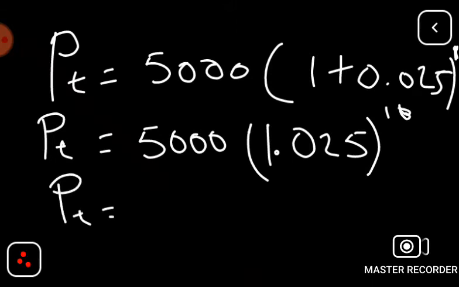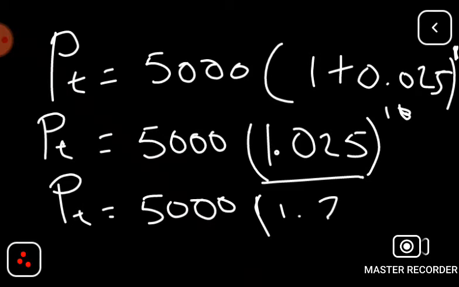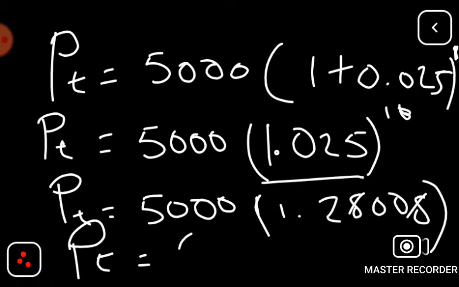Then PT, now this 5,000 keeps on coming. This value there to the power 10, what do you get? You find out that you are going to have something like 1.28008. I'll leave it to 5 decimal places, but you can keep the full value so that you get an accurate answer. Then just multiply by 5,000. Then your future value is going to be 6,400.42.